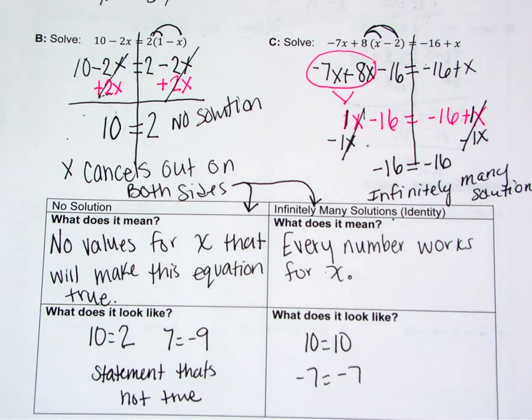Okay, so those are our two practices for the two special cases for this level 3. So level 3 you do need to be able to do combining like terms, you do need to be able to do distributive property, and you need to be able to identify if a problem would be a no solution or an infinitely many solution problem.